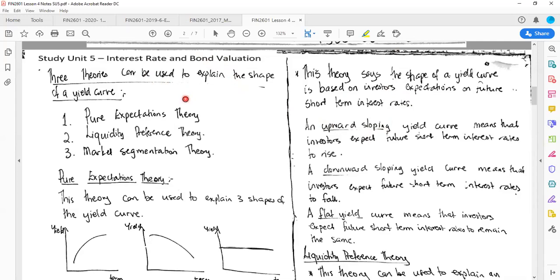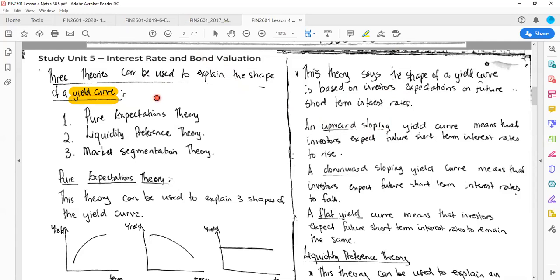But the first thing I want to talk about is what we call a yield curve. We have what we call a yield curve. A yield curve is simply a graph that shows the cost of borrowing money for different maturities.